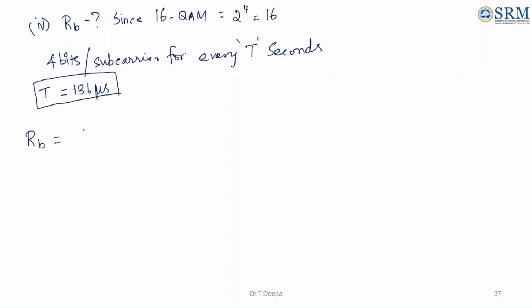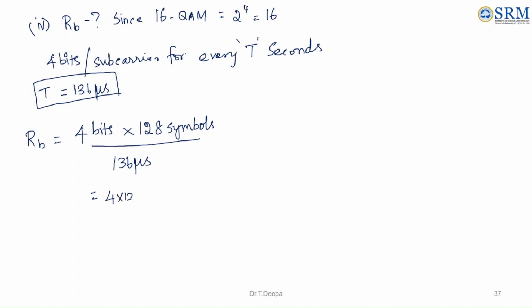Now let's see RB for the given 16-ary QAM OFDM system. 4 bits are required per subcarrier to specify one symbol. How many symbols do we have? 128 symbols. The total transmission happens in 136 microseconds. So 4 into 128 divided by 136 times 10 power minus 6. This is in bits per second, since the data rate is measured in bits per second. So RB is 4 into 128 divided by 136 microsecond, which is nothing but 3.76 megabits per second.